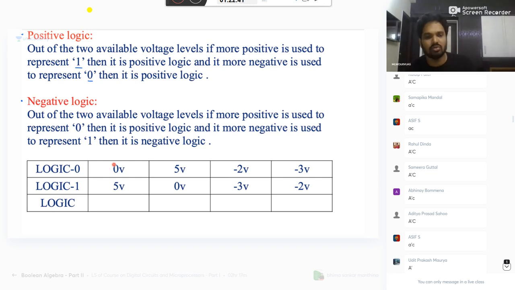Logic 0 is 0 volts. Logic 1 is 5 volts. Just tell me one thing: 0 and 5, which one is more positive? 5 is representing 1 or 0? 1. This kind of logic is called positive logic. Now come here. 5 is representing 0. That is, when 5 volts comes, my system will read it as 0, because I am designing the system like that. When 5 comes, you work like a 0. This is what we call negative logic.